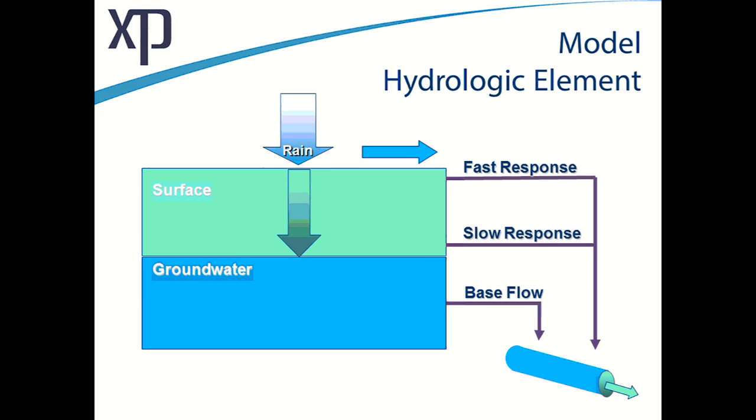So what we have here is our hydrology, and we have rain falling on the surface. We have water that runs off fast. That's the water that's going to get into inlets and places like that. We have the slow response, which is water that's going to percolate into the ground and work its way down and maybe enter through pipe cracks and bad joints, etc.